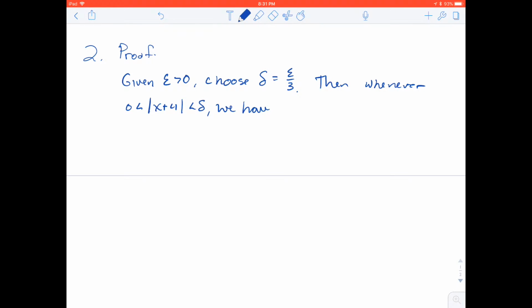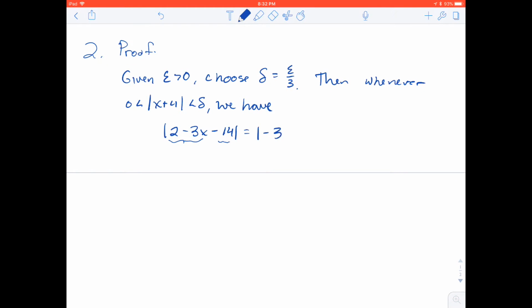we have 2 minus 3x minus 14. This is our f of x. Our f of x minus L is equal to, and now we'll just have that same list of inequalities, but eventually get down to an epsilon. So we can follow that.